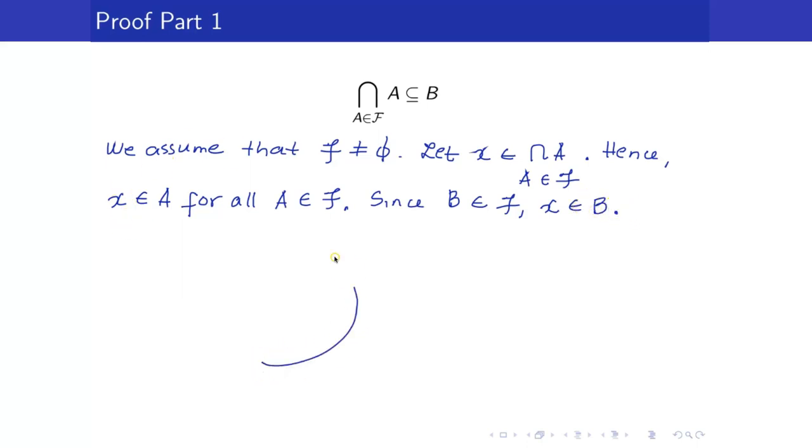Just so that you can imagine, let's say this is our family of sets F. It contains sets. So let's say set 1, set 2, and so on. And B is inside this F. But this is saying that X is an element of all the sets that can be found in F. So therefore, X must be in B. So that concludes this one.